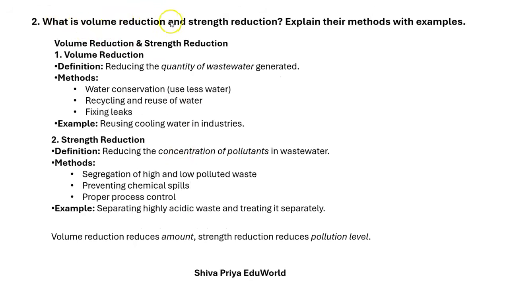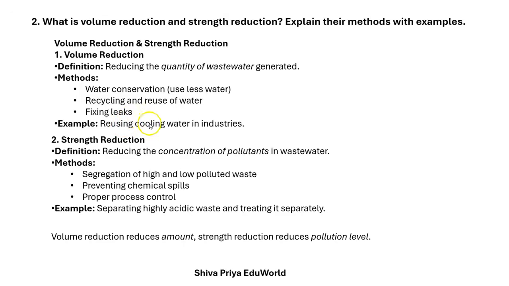What is volume reduction and strength reduction? Explain their methods with example. Here, volume reduction means reducing the quantity of wastewater generated. Here, volume means the quantity. Clear? The methods we have: water conservation, which means using less water, recycling and reuse of the water, and fixing leaks. These are all the methods included in volume reduction.